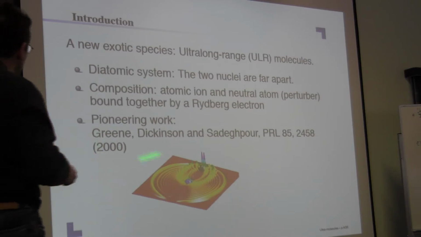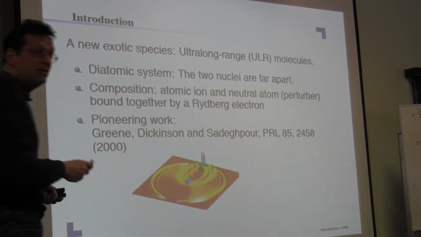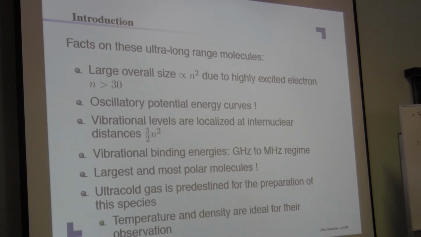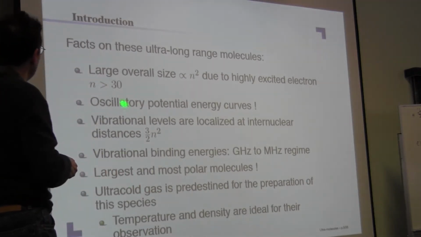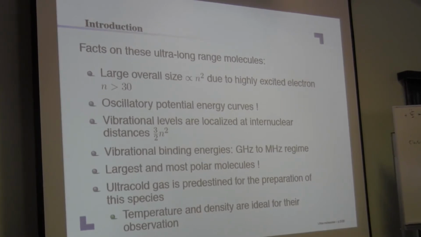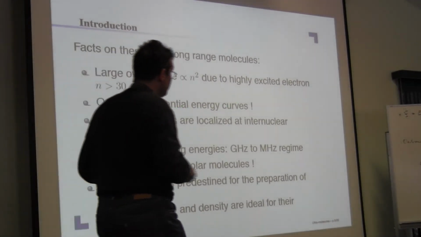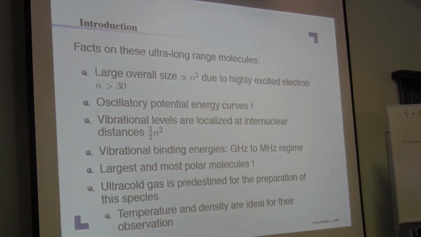And this goes back originally to the work of Chris Green, Dickinson, and Hossein, who is the organizer over here, in 2000. And what they found, I give you a few facts of these systems, is, of course, that the size of these objects scales with n squared, which we know already from the normal Rydberg atoms. But one main feature is something which you would barely get over here. Now let me go back to that point.